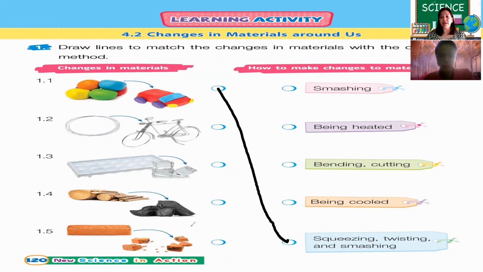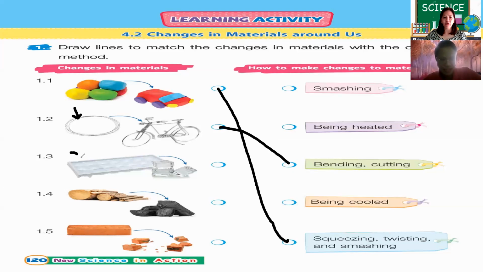So we continue our answering. Number 2, we have this. This is a metal. And then it produces like a small bicycle, miniature bicycle here. So what do you think? Is it smashing, being heated, bending, or cutting? Being cooled. This is a soft kind of metal. You can bend it, easily bend it. So bending and cutting.